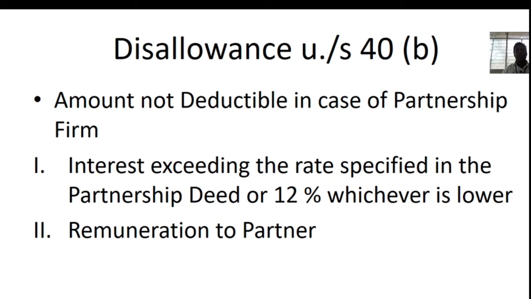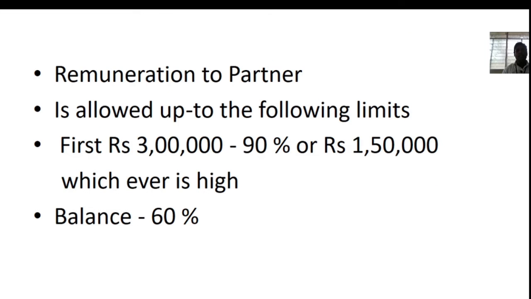Disallowance under section 40B. Amount not deductible in case of a partnership firm: interest exceeding the rate specified in the partnership deed or 12%, whichever is lower. Remuneration to partner is allowed up to the following limits: on the first rupees 3 lakh, 90% or rupees 1 lakh 50,000, whichever is higher; on the balance, 60%.